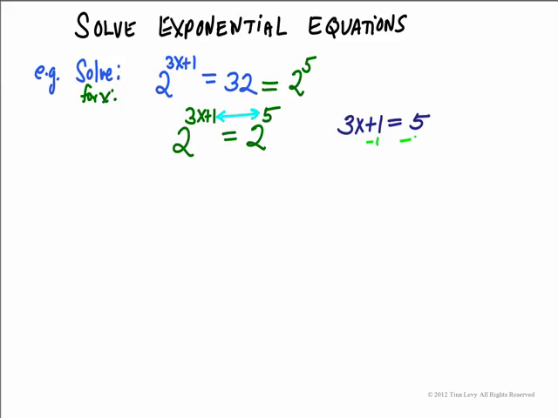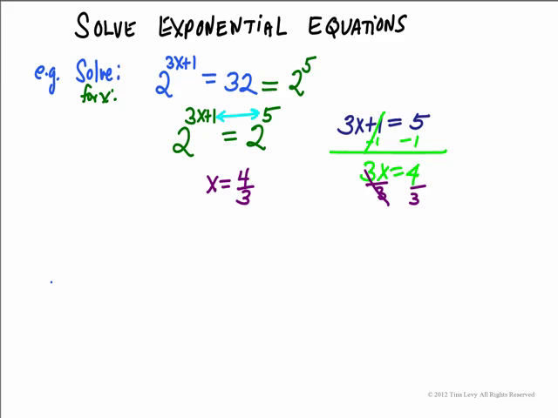Working this through, I subtract 1 and I get 3x is 4. Divide both sides by 3 and I get that the value for x is 4/3.